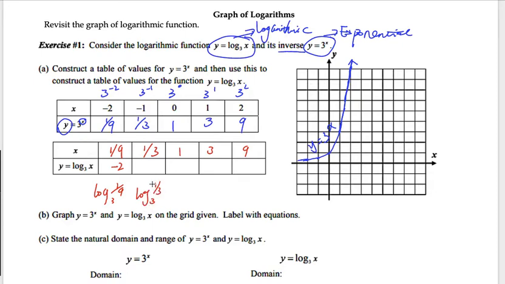3 to what power is 1/3? Negative 1. And log base 3 of 1: 3 to what power equals 1? It's 0, right? 3 to the 0 is 1. Log base 3 of 3: 3 to a power is 3. 3 to the first power is 3. Log base 3 of 9: 3 to a power is 9, 2.